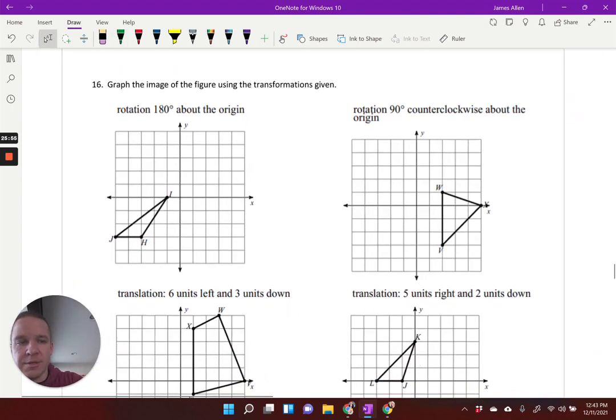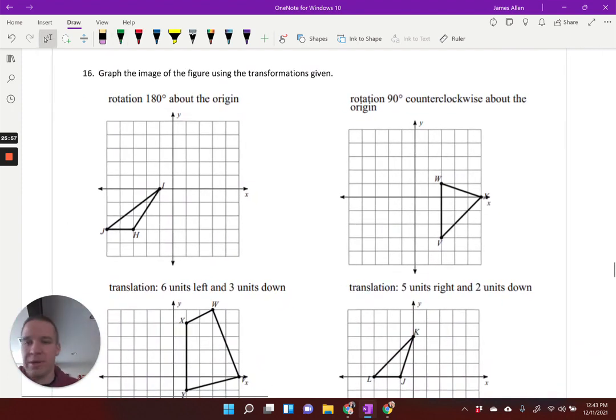Now we're into some transformations with graphs, a little more mathy math than application. So graph the image of the figure using the transformations given. I want to rotate 180 degrees about the origin. So if I'm currently in that third quadrant, I'm going to rotate, and if it's not specified, it's clockwise, but 180 degrees really doesn't matter. I'm going to rotate this thing all the way over to here. Okay? So let's do that.